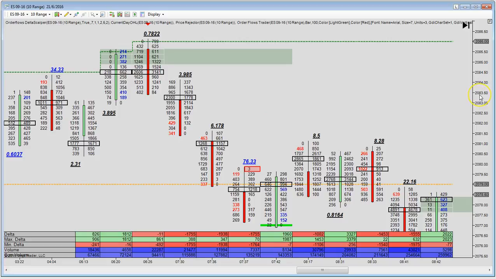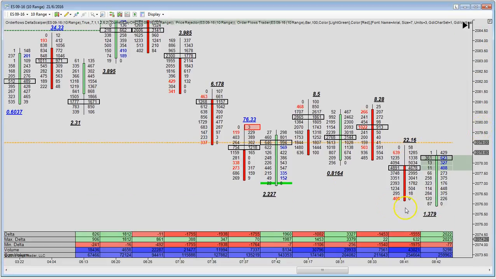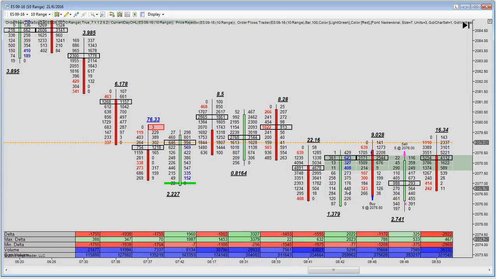So, we came into the cash session at 8:30. We're open up here, and we're just sort of hanging around our opening price for the session, around this 2079 area. And Janet Yellen was speaking at 9 o'clock.